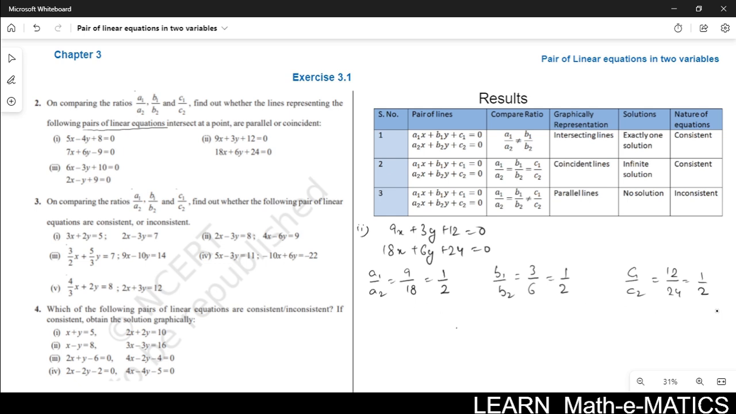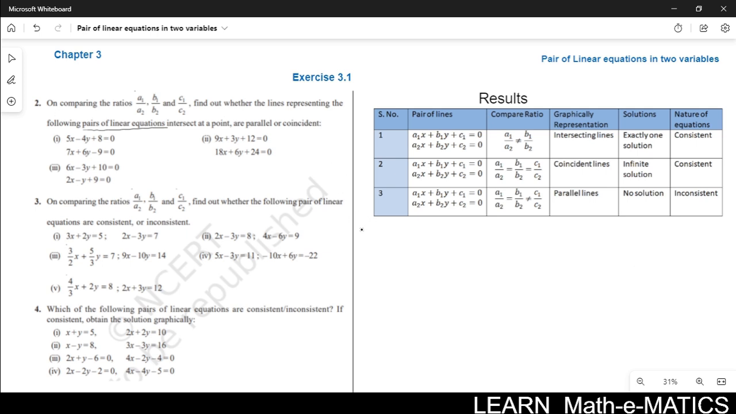So all the three ratios are 1 by 2, so they are equal. a1 upon a2 is equal to b1 upon b2 is equal to c1 upon c2. All are equal to 1 by 2. In this case all the ratios are equal. All the ratios are equal whenever we have coincident lines, right? So these lines are coincident. Coincide means both lines represent the same line, that means both are the same line.